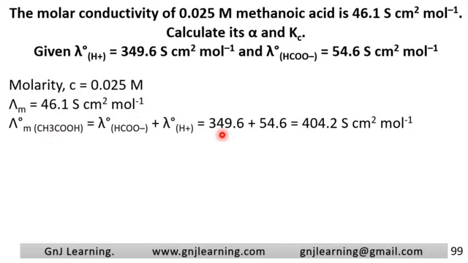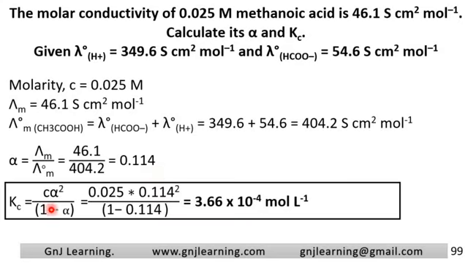So it is like this: value of this one is given here, it is given here, so lambda m0 is the addition of this one. So this is lambda m0. Alpha is lambda m divided by lambda m0. I calculate and I got the value of alpha, and from this I can calculate Kc. Kc is equal to C alpha square divided by 1 minus alpha. Substituting the value, I get the value.